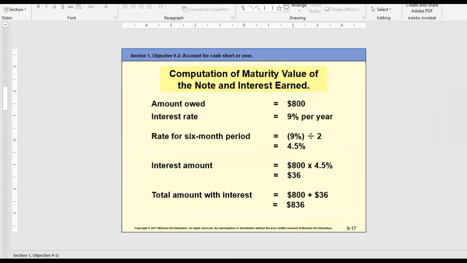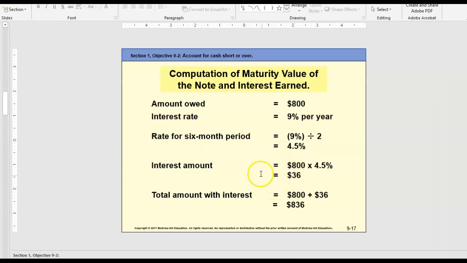Then they're going to make you also learn to figure out the interest on the note. So if you owe $800 and you're charged at 9% a year, and you're going to pay that note in 6 months, then they figured it all out for you here. This 9% a year divided by 2 is 4.5% for the 6 months, leaving you at $36 interest.